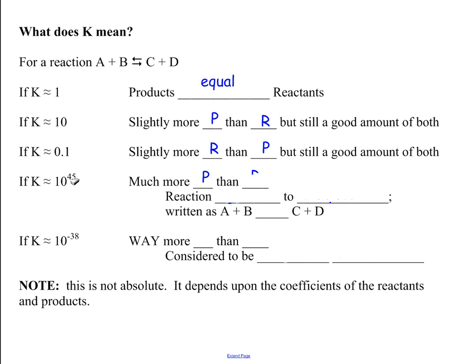If K is huge, we say that there's a whole lot more product than reactant. That's what we call a reaction going to completion. Those are the types of reactions you were limited to in first-year chemistry. Precipitation reactions have really huge equilibrium constants. And if K is super tiny, we have mostly reactant. That's no reaction.